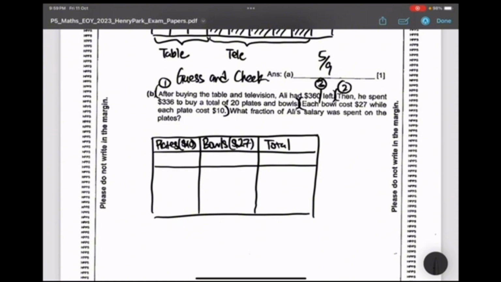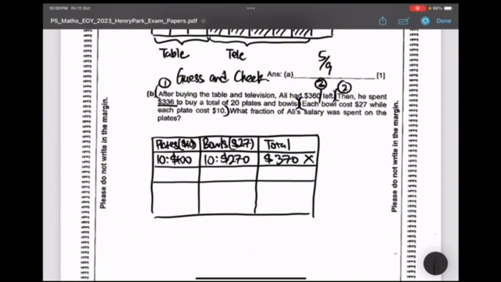So if he had 20 plates and bowls, I split it right down the middle. He will have 10 plates and 10 bowls. So 10 plates being $100 and 10 bowls being $270. If I add them together, the total will be $370. And we know this is wrong. Why? Because he spent a total of $336. So this is way too high. We have to bring the amount down.